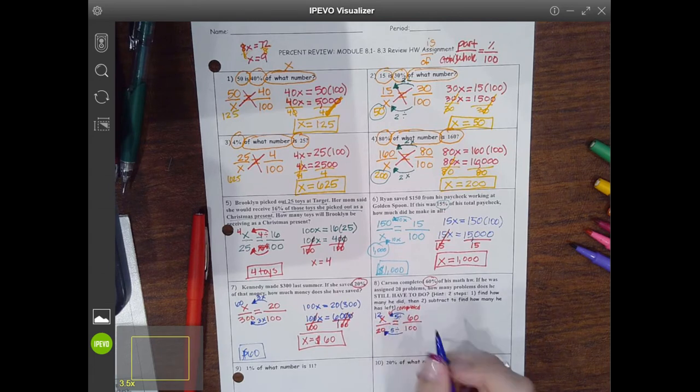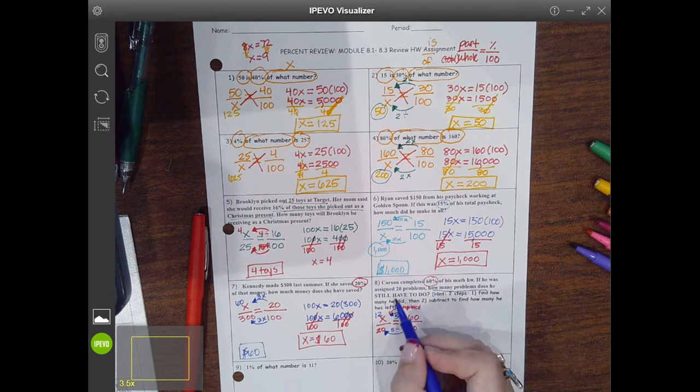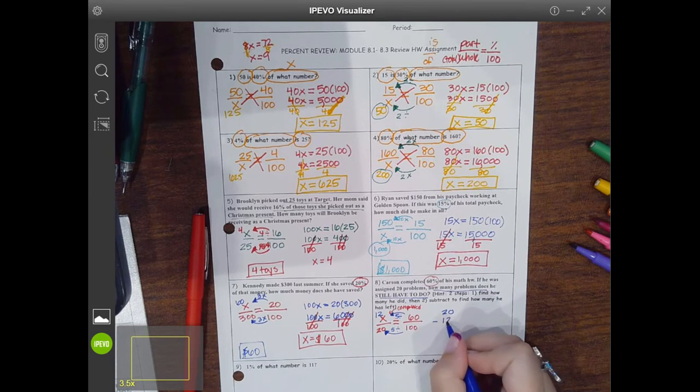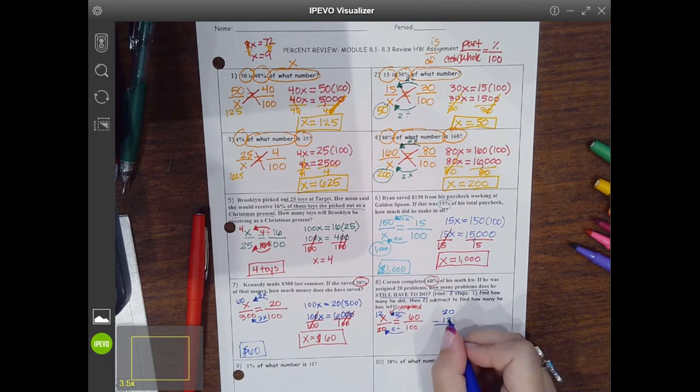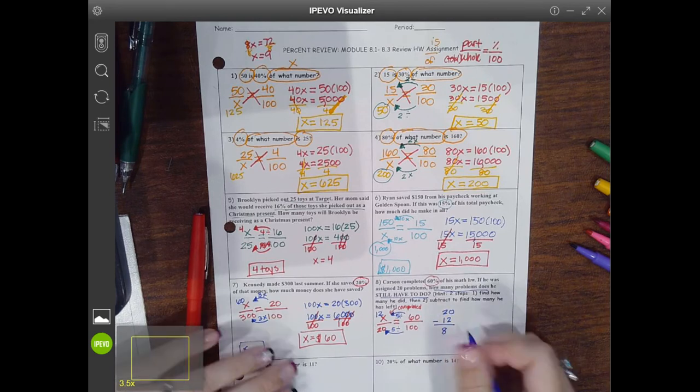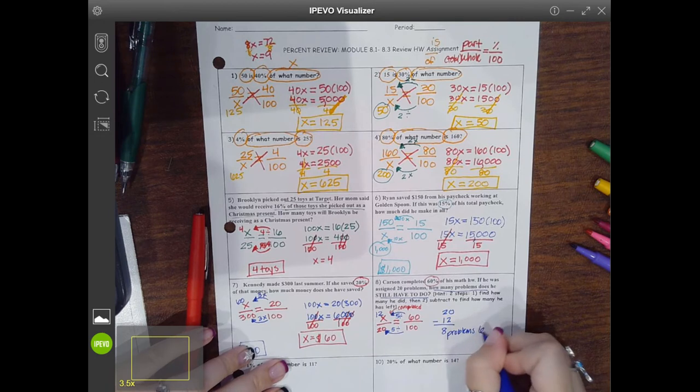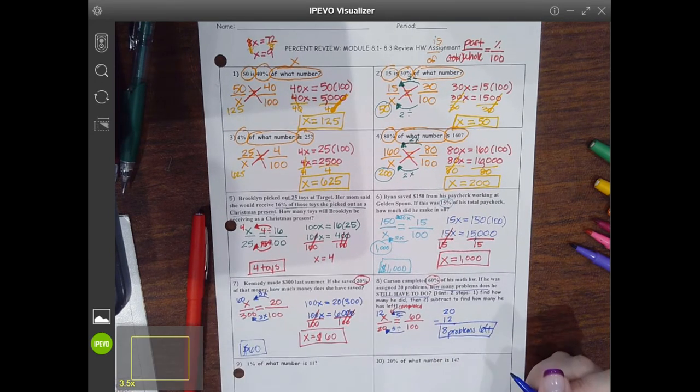So is 12 my answer? Well, 12 is representing the number that he completed. It's asking how many does he still have to do? Well, if he has 20 assigned and he's already done 12 of them, subtract them to find how many he still has to do. He has 8 problems left because he's only completed 12 of them.